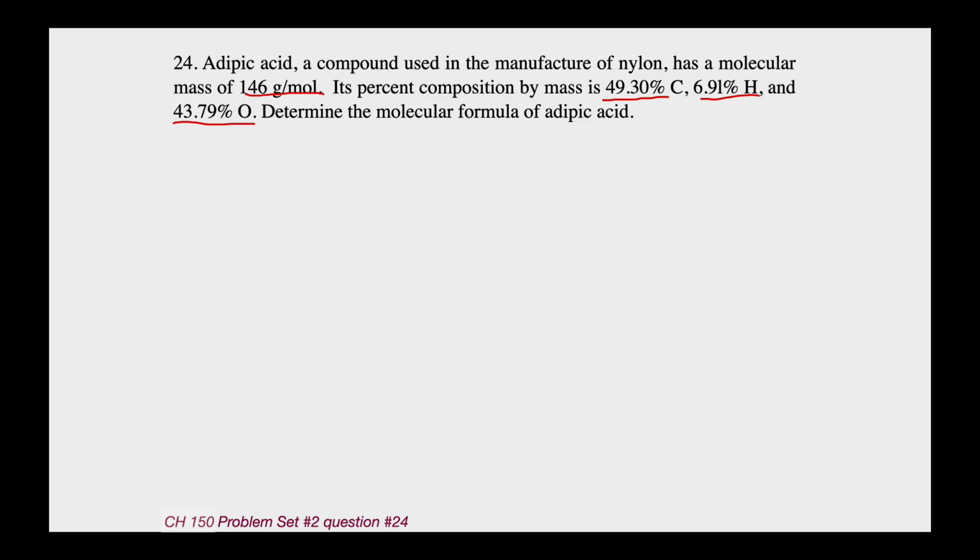We're going to use the techniques of the last several problems to do this. We're going to take the percentages and turn them into grams, and then grams into moles. We'll compare those moles together to find the empirical formula of this compound. The next step will be like the last problem we just did. We'll find the molar mass of the empirical formula, compare it to 146 grams per mole, and then we'll be able to find the molecular formula from there.